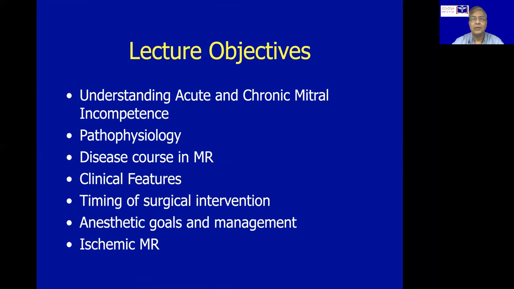What are the lecture objectives? The lecture objectives are understanding what is acute and chronic mitral incompetence, understanding the pathophysiology of mitral incompetence, the disease course in mitral regurgitation, whatever are the clinical features in mitral regurgitation, what should be the timing of surgical intervention to correct the valve problem, define the anesthetic goals, and know about how to manage these patients perioperatively, and discuss a bit about ischemic mitral regurgitation.